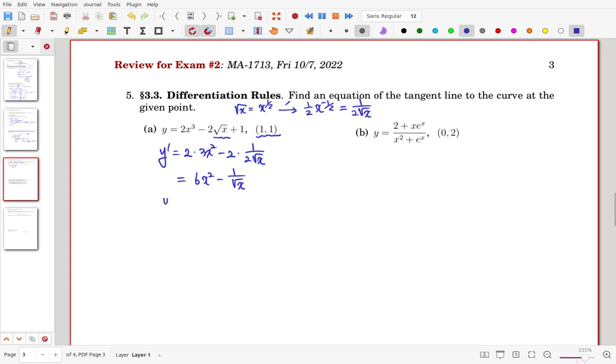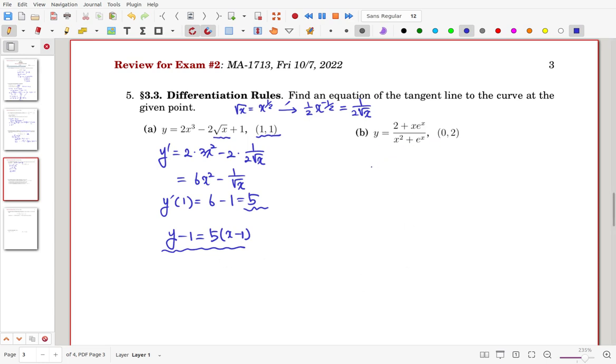So here y prime at x equals 1 is the same as 6 minus 1, which is 5. That is the slope. And by using the point-slope form, we can get y minus y0 equals the slope times x minus x0, which is 1. So that is an equation of the tangent line.